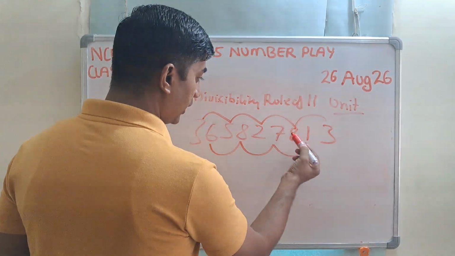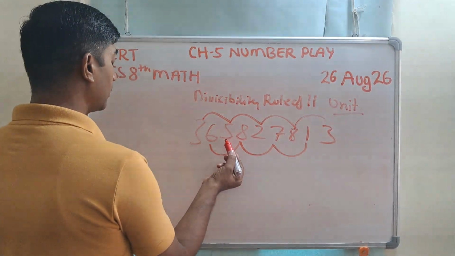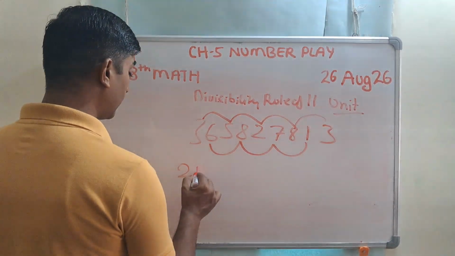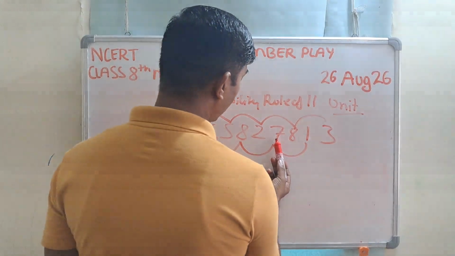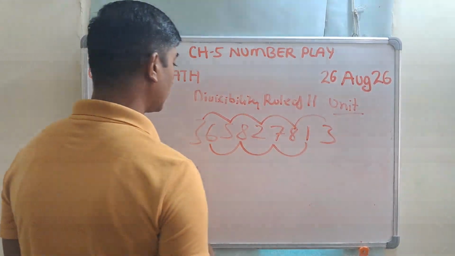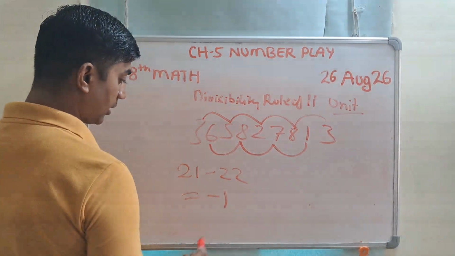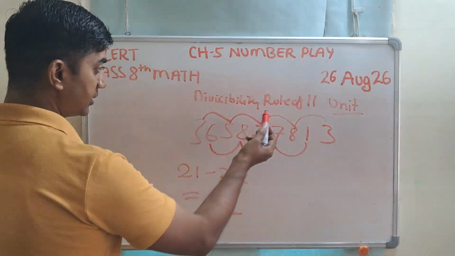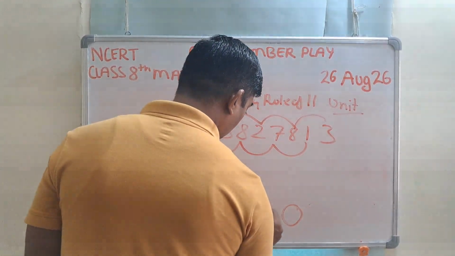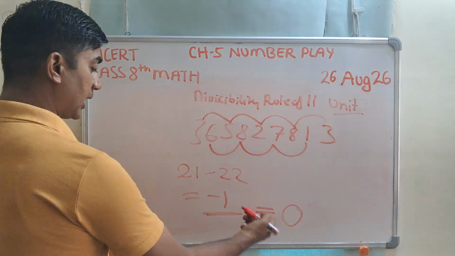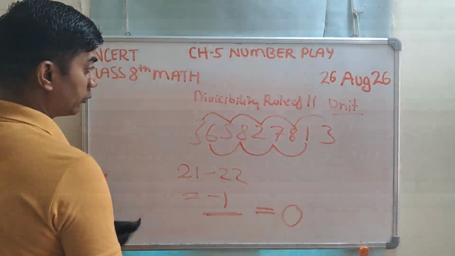Now see, 8 plus 3, 11, 11 plus 2, 13, 13 plus 5, 18, 18 plus 3, 21. Now again, 6 plus 8, 14, 14 plus 8, 22, and you get the result minus 1 that we have seen. Since the result is minus 1, this is not divisible by 11. Why? Because we need 0. If the remainder is 0, then only our number is divisible by 11. So this is the rule which you have to apply.